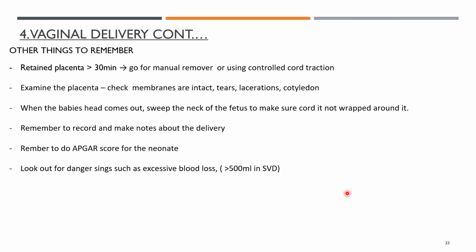Do it gently. There is risk of PPH if done very quickly. The other option is controlled cord traction. So you pull the cord, hold the uterus from outside with one hand, and then apply continuous traction and gently pull the placenta out.